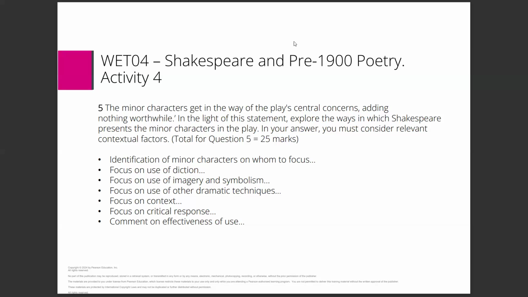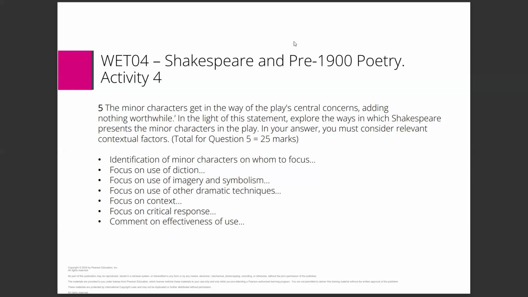So looking once again at the question, this time on minor characters. Obviously this is Hamlet, but this could probably work for most of the set texts. We're thinking that minor characters get in the way of a play's central concern, adding nothing worthwhile. We can see here a deliberate attempt to engage the students critically and to ask them to challenge or to think about the statement. And it's the idea of how Shakespeare is presenting his minor characters, and the question that's not there but implied is also why, for what purpose?